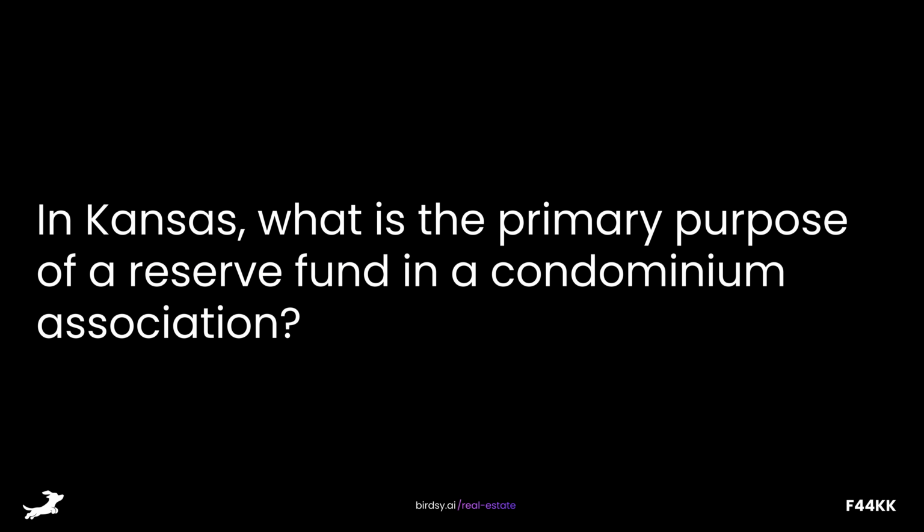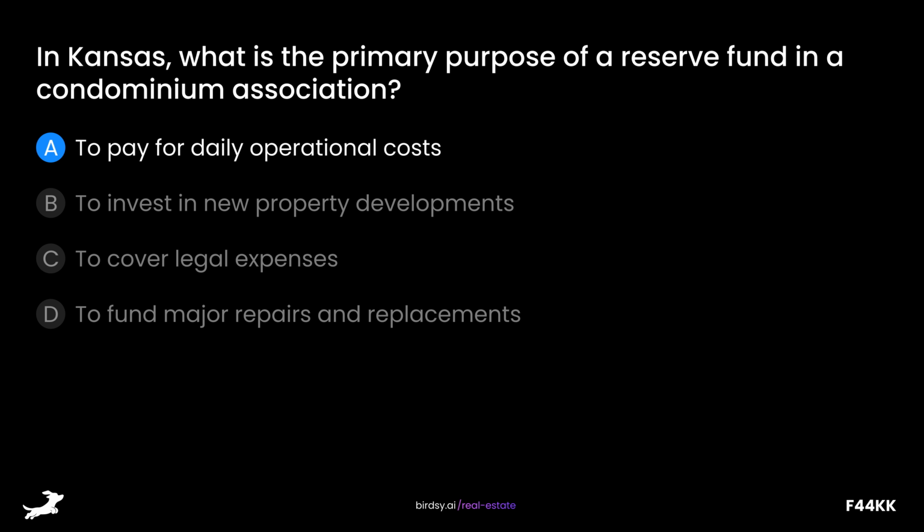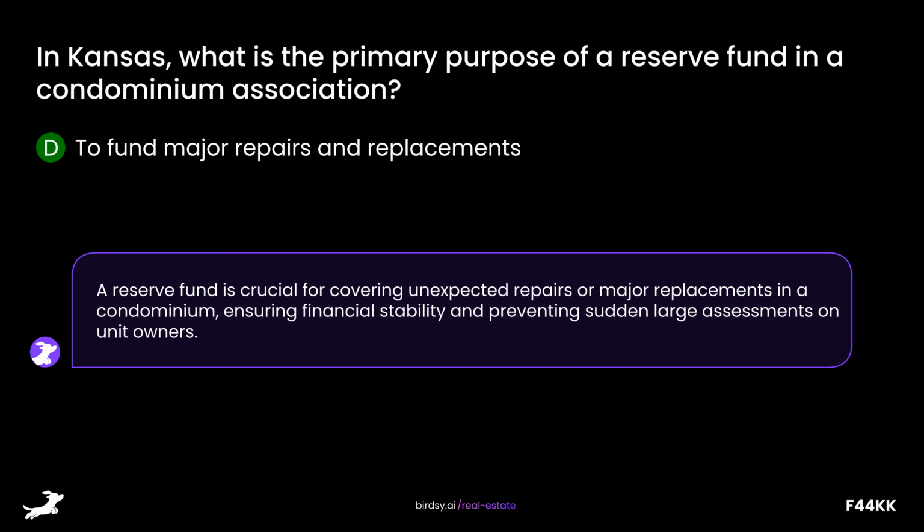In Kansas, what is the primary purpose of a reserve fund in a condominium association? Is it A, to pay for daily operational costs, B, to invest in new property developments, C, to cover legal expenses, or D, to fund major repairs and replacements? The answer is D, to fund major repairs and replacements. A reserve fund is crucial for covering unexpected repairs or major replacements in a condominium, ensuring financial stability and preventing sudden large assessments on unit owners.